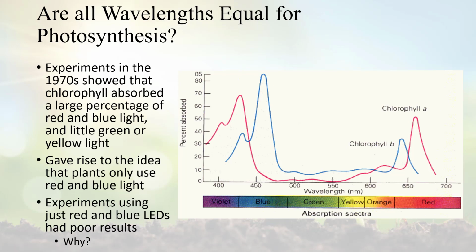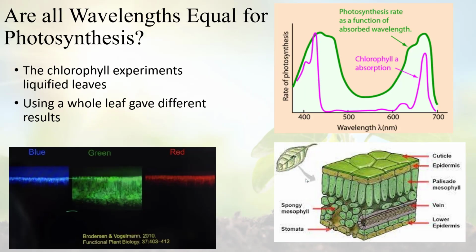And the question was why, right? Why, if they're just using red and blue light, are we not seeing increased growth by growing under just these lights? One of the problems is that those initial experiments done in the 70s just looked at chlorophyll. Now, chlorophyll is the pigment that absorbs light energy during photosynthesis, so it's incredibly important. But those experiments just looked at chlorophyll, right? They liquefied the leaves, extracted the chlorophyll, and they didn't look at the whole leaf in general.